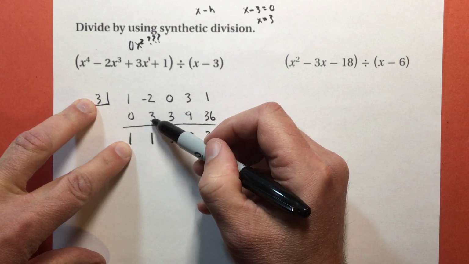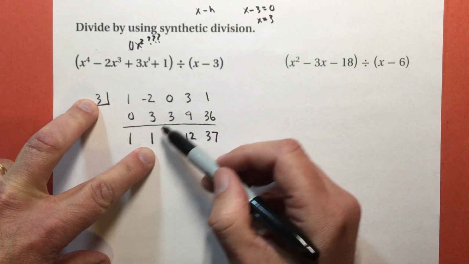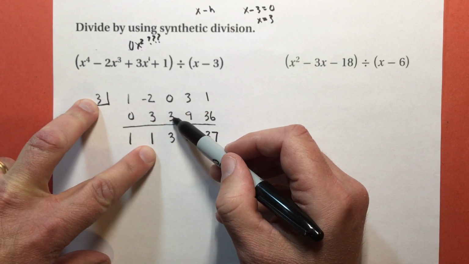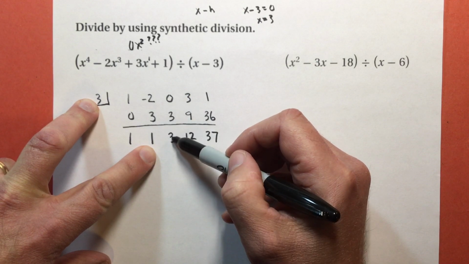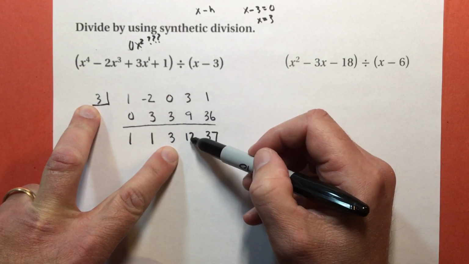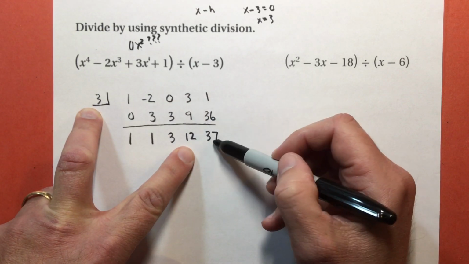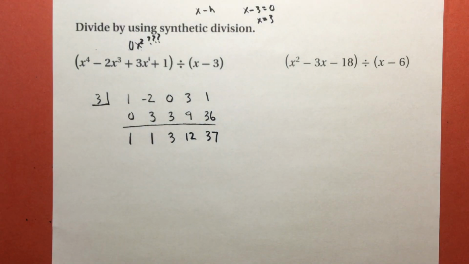And then I add. Negative 2 plus 3 is 1. Take this 3, multiply by that 1, get 3 again. Then I add. 0 plus 3 is 3. Then I multiply. 3 times 3 is 9. Add and get 12. And 3 times 12 is 36. Add and get 37. That actually can happen really, really quick. Adding and multiplying are things everyone's good at this point.